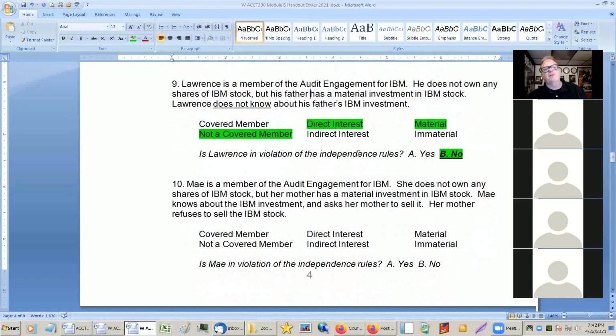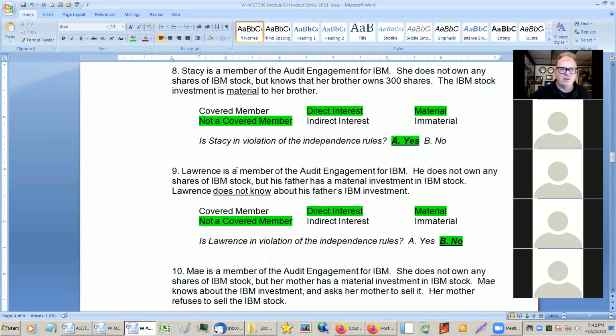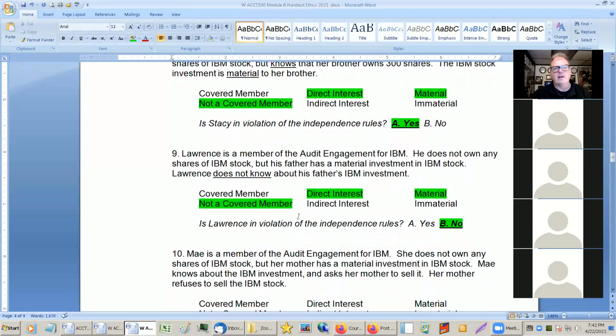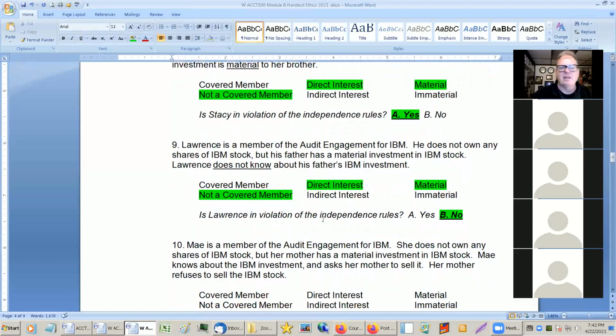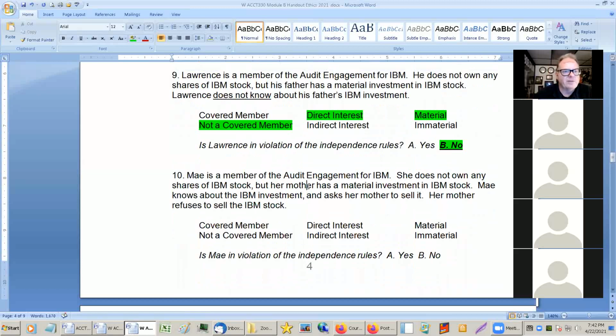So here you have two cases: not a covered member, direct interest, material. These look the same, except one is known and this one does not know. So if you don't know about it, it can't influence you. That's basically the idea behind it. And you may not even know where your father lives, so you don't know the situation of it.